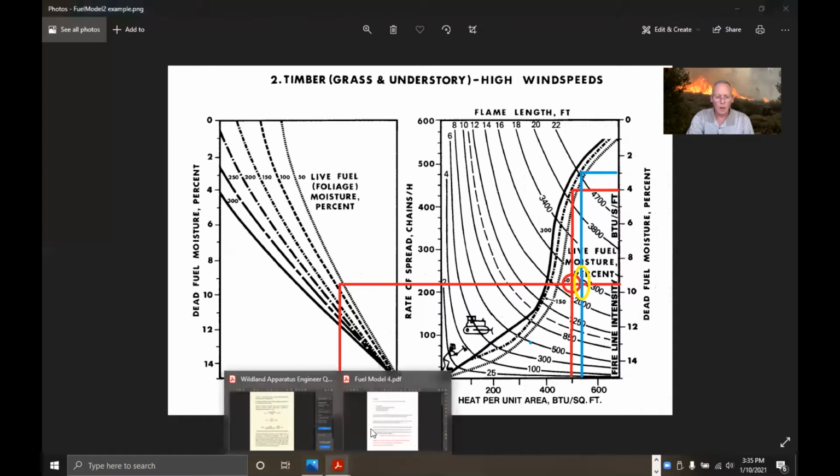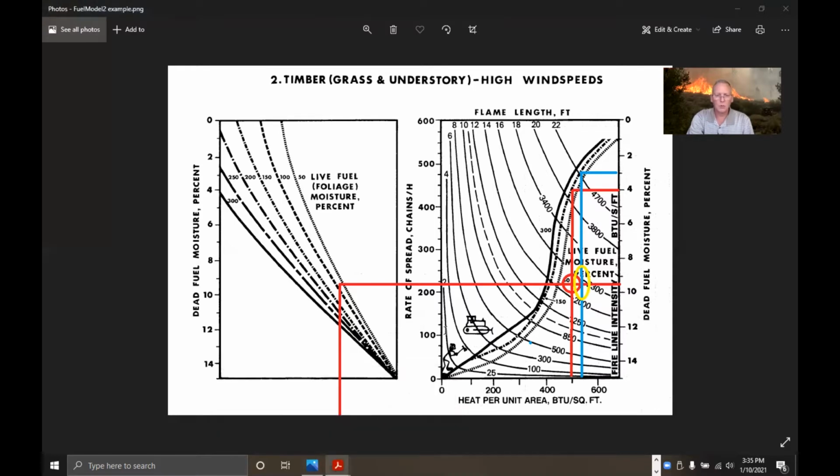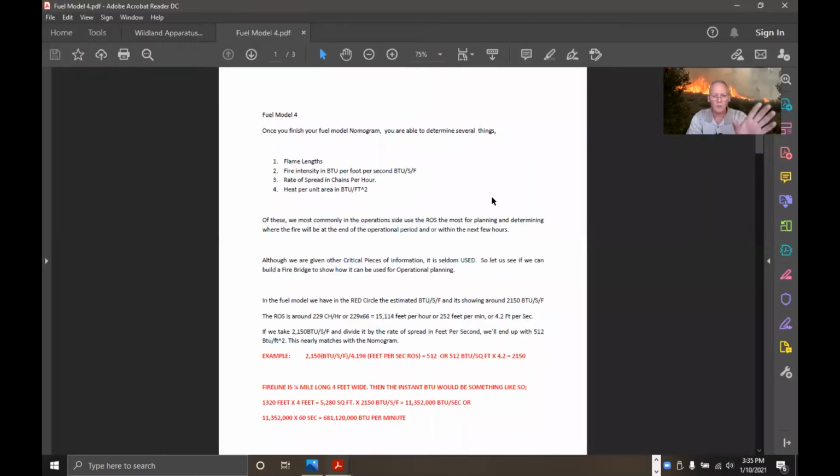So now, this is where the next model is that I'm wanting to do something with, because if we look at fuel model 4, which is what we were just at, I think it was fuel model 2, but I say fuel model 4, but it's supposed to be fuel model 2.